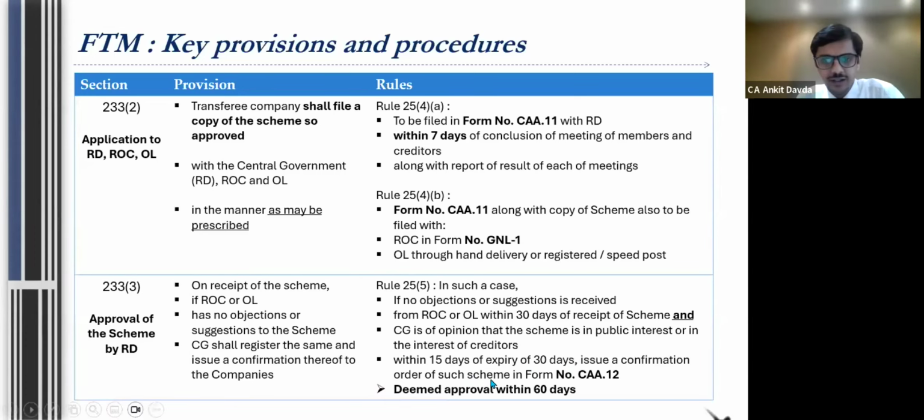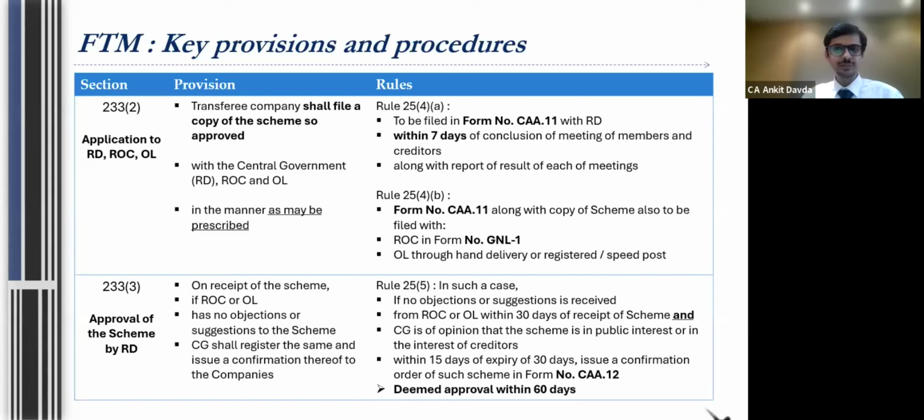And it says that if the Centre, if RD does not take action within 60 days, meaning once you file an application with ROC and OL, there is a 30 days time frame for objections and suggestions, plus 30 days time for RD. If RD does not take any action within this time, then it shall be deemed to be approved. However, RD will need to issue a confirmation order. Deemed approval does not mean that you can say it is approved without any document.